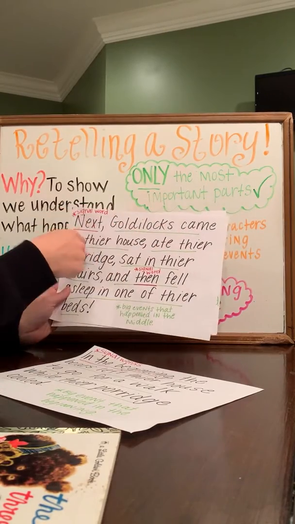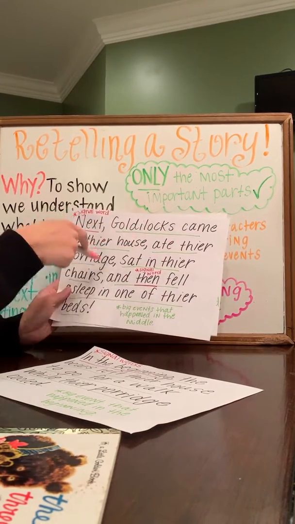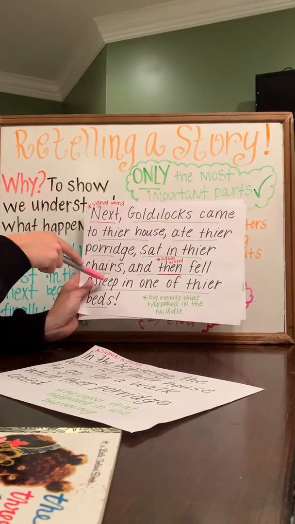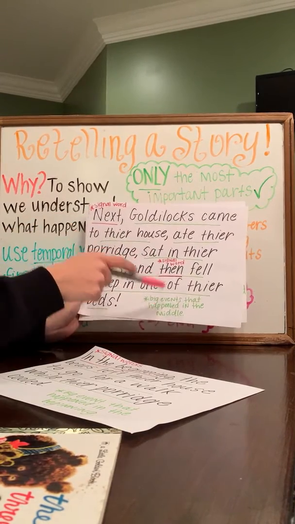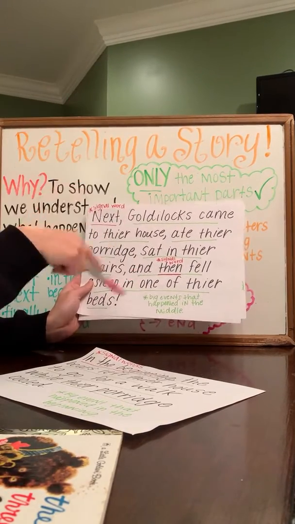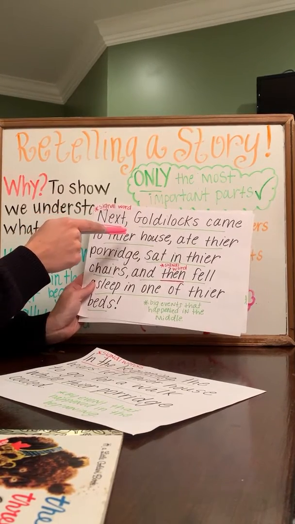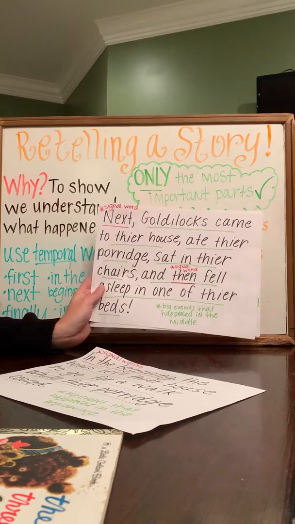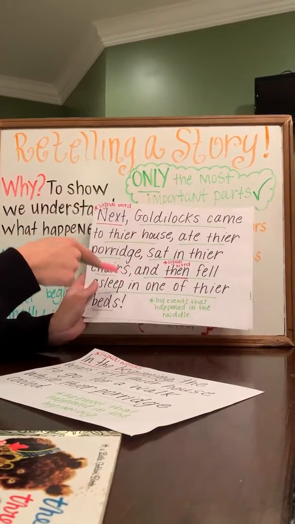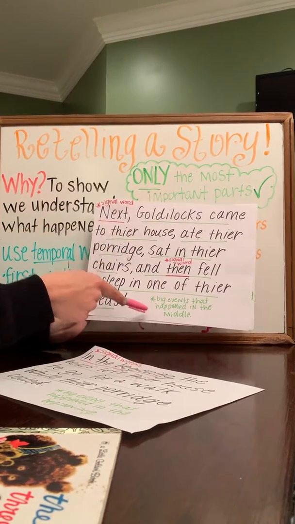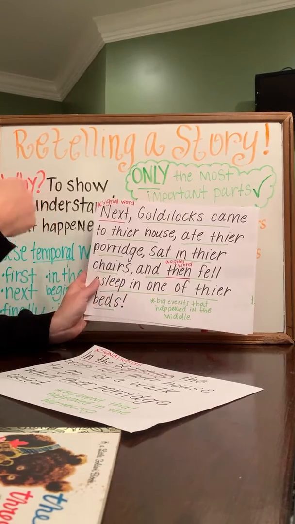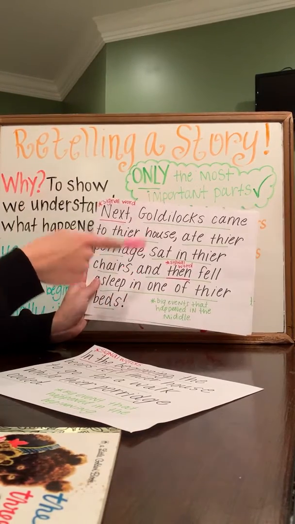Next, Goldilocks came to their house, ate their porridge, sat in their chairs, and then fell asleep in one of their beds. So at the beginning of the sentence, I started it with the word next. Next is our temporal word to show that we've moved to the middle of our narrative.